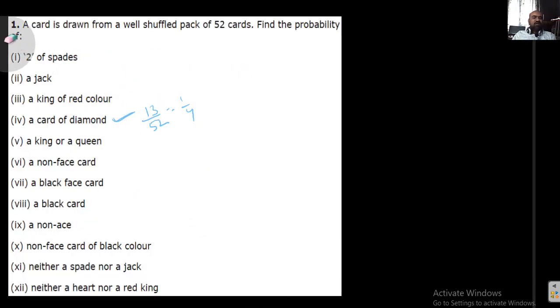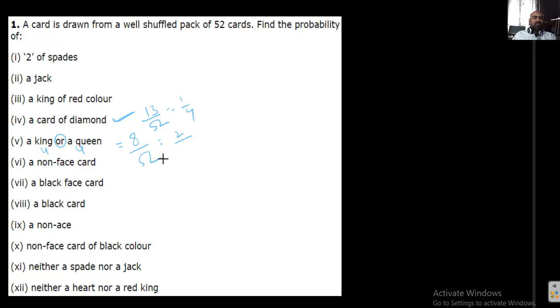Next, a king or a queen. Kings are 4, queens are 4, total 8. So the answer is 8 by 52.